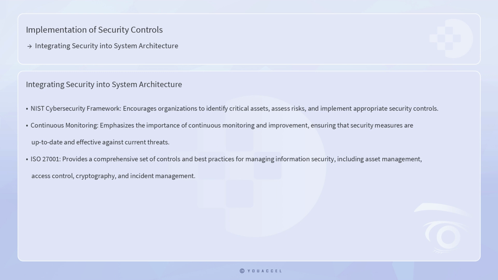For instance, the NIST Cybersecurity Framework encourages organizations to identify critical assets, assess risks, and implement appropriate security controls. It also emphasizes the importance of continuous monitoring and improvement, ensuring that security measures are up to date and effective against current threats. Similarly, ISO 27001 provides a comprehensive set of controls and best practices for managing information security, including asset management, access control, cryptography, and incident management.